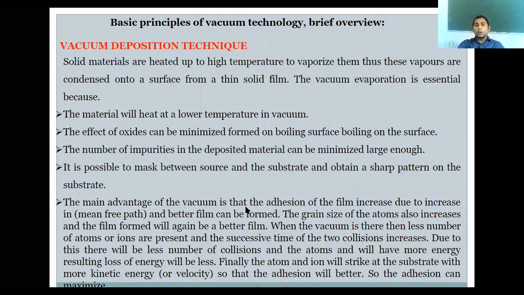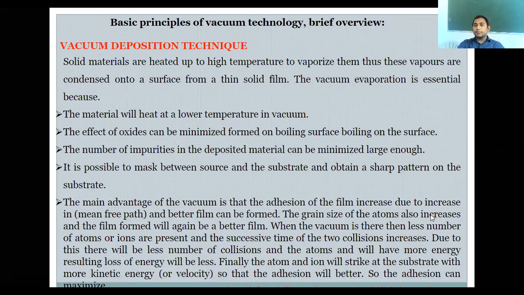The main advantage of the vacuum is that the adhesion of the film increases and a better film can be formed. Adhesion means the tendency of two or more molecules to bond with each other. Maximum adhesion is possible because of the mean free path. The molecules are deposited everywhere in a uniform way.